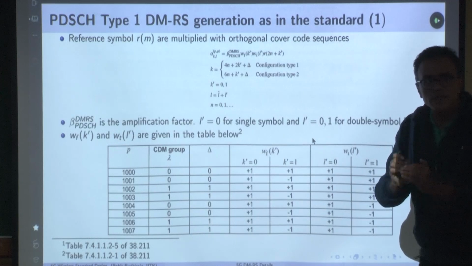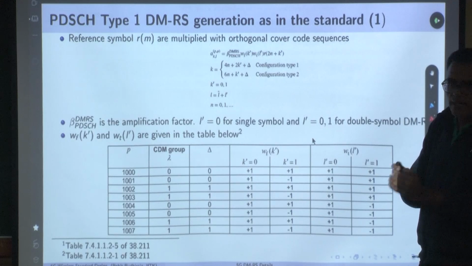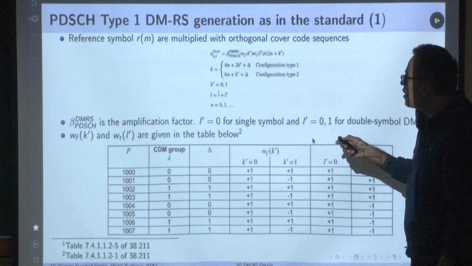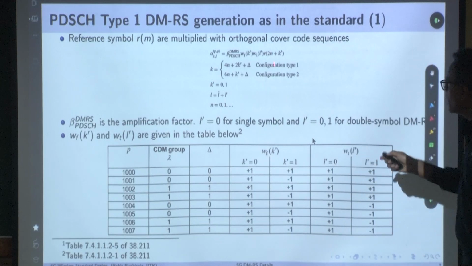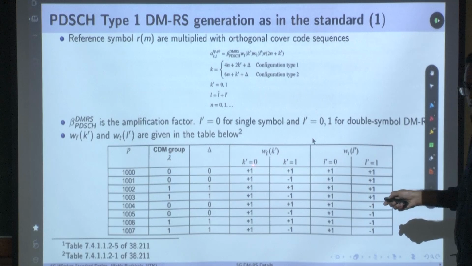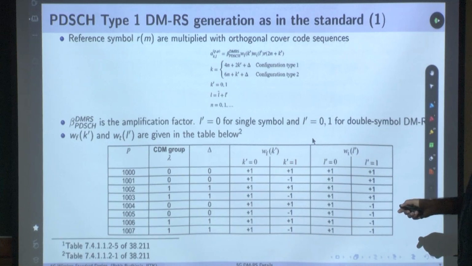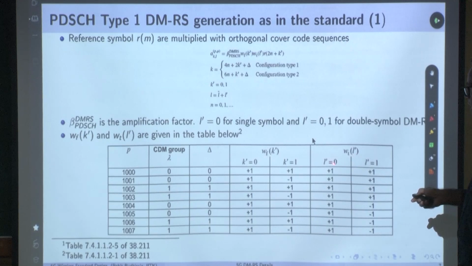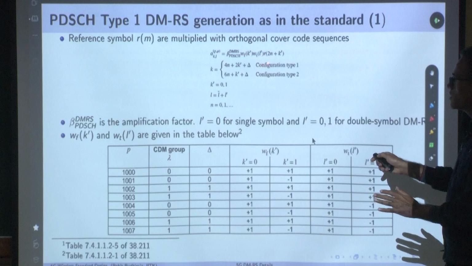You see this R is this sequence, which is the QPSK modulated DMRS. And what is happening after that? You are using WF and WL to create that orthogonal code cover. I'll give you an example, but let's see this over here. WF is defined for two different indices, K dash equal to 0 and K dash equal to 1, and this is also defined for two different indices, L dash equal to 0 and L dash equal to 1. This is a table which is defined in the standard. We use this table to generate this code cover.